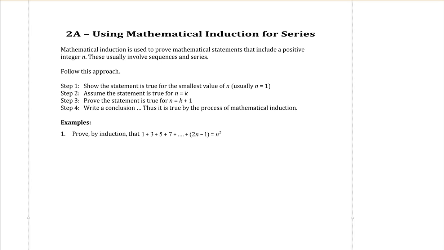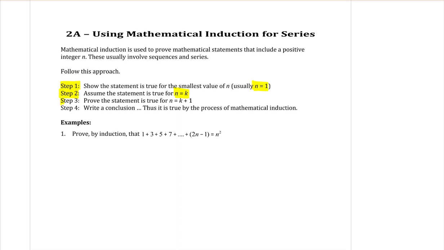The first step is to show that whatever statement you're given is true for when n is equal to 1, which means we're going to sub in n is equal to 1 and make sure it works for n is equal to 1. Step 2 is an assumed statement. We say we're going to assume that it's going to be true for n is equal to k. So we're saying if it's true for one variable n, then it should also be true for variable k.